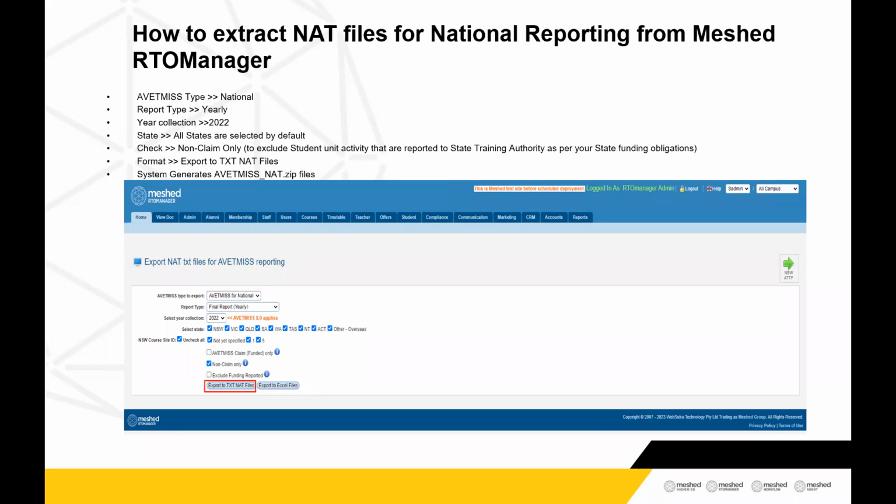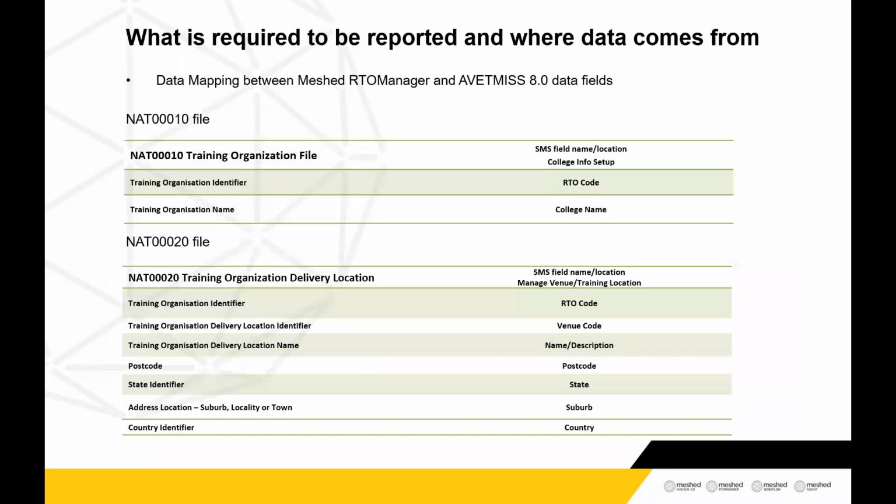Once these selections are made, we click on export to text NAT files. This will export a zip folder to our system and we'll get a set of 10 NAT files downloaded. This is the folder that we are going to use to upload to NCVER. So once these steps are done, we'll have a zip folder downloaded and that zip folder will have 10 NAT files in it. If you look at those 10 NAT files, the first one is the NAT10 file, which is the training organization file.